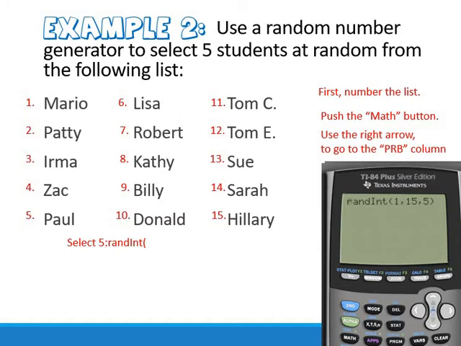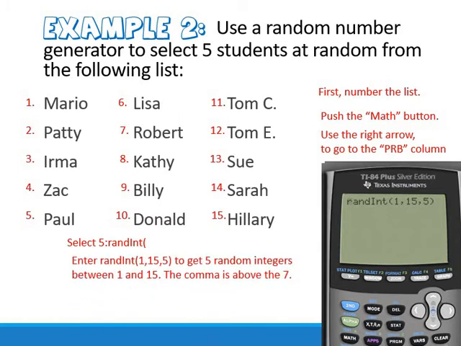I think it's possible you get repeats in that, and we say if you get repeats when you're doing random sampling, you just go until you have, say, 5 different ones. So I did that on my calculator, and I got 5 different ones. I got 15, so that'd be Hillary. 14 would be Sarah. 3 would be Irma. Number 8 would be Kathy, and number 7 would be Robert.